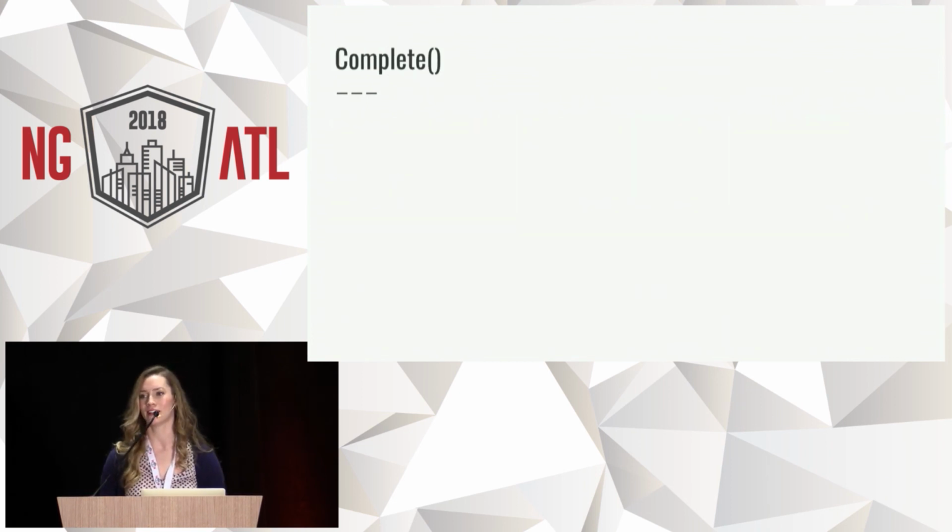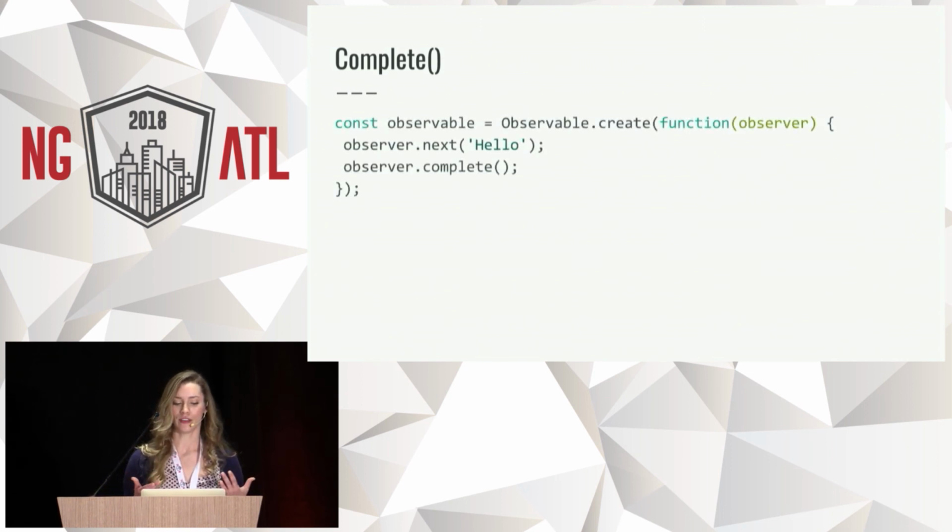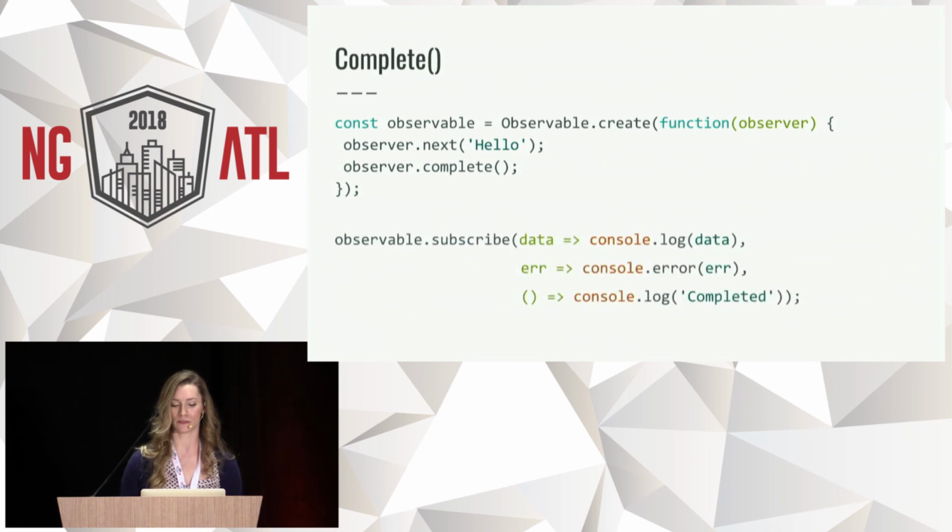Complete is the final way that we can emit notifications. And it doesn't accept any parameters, so it's really used just for notifying that our observable isn't going to emit any more data, and we might want to react in a certain way for that instance. So we're going to call complete, and of course it doesn't accept any values.